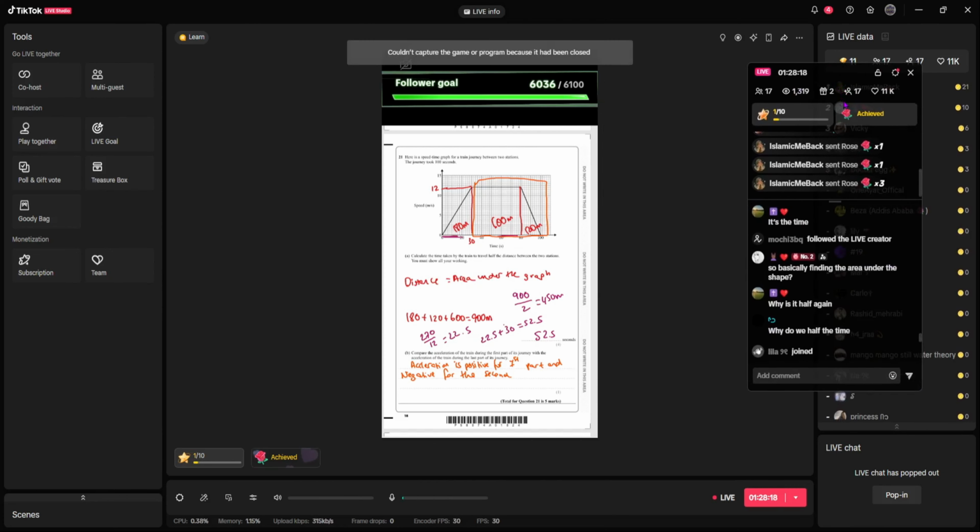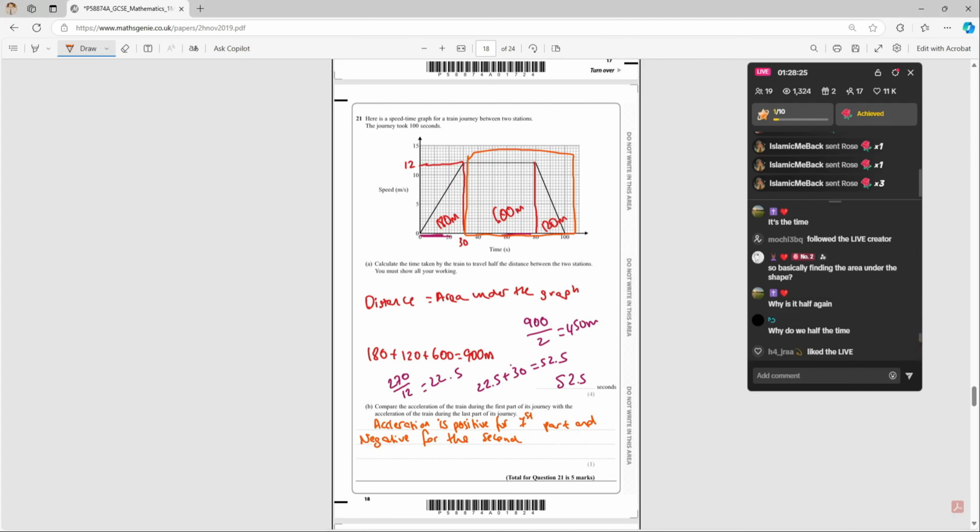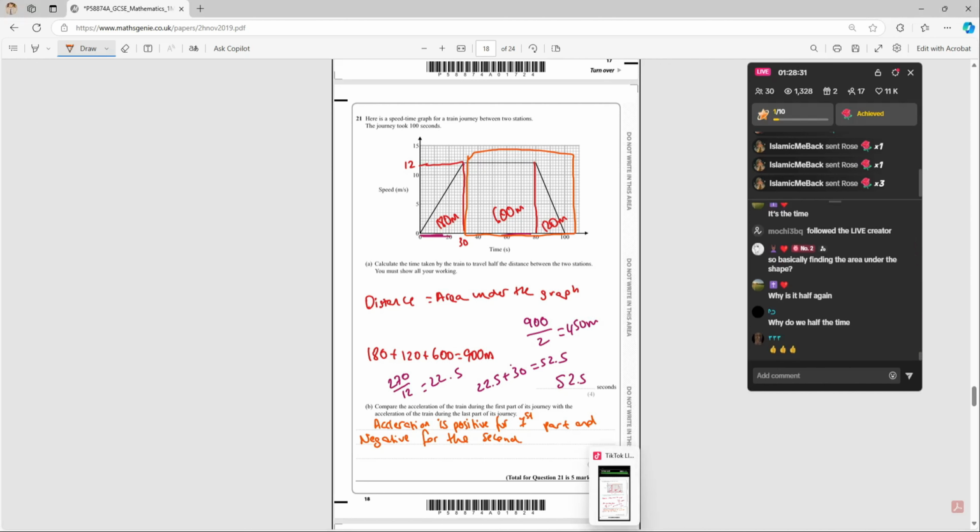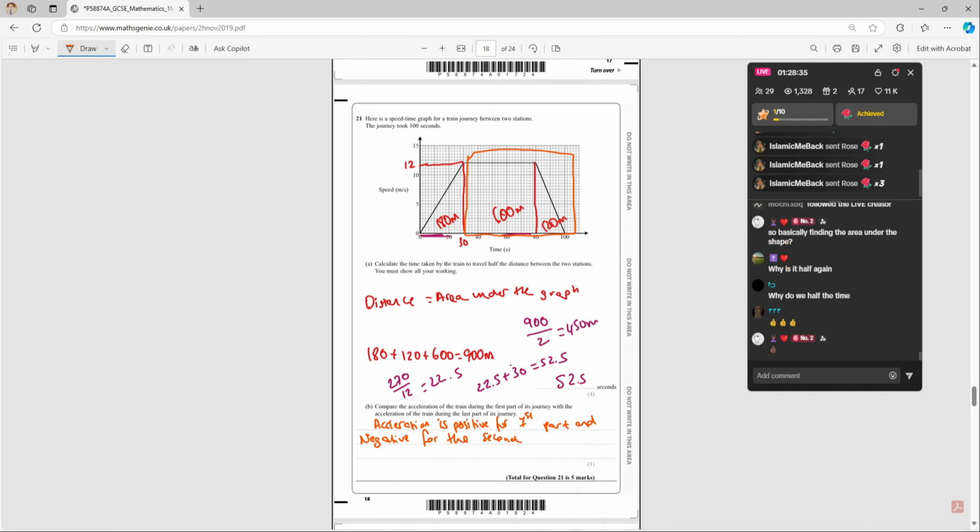So now moving on to our next question. Just give us a quick thumbs up if you're ready to move on to our next question. So you just have to work out the area under the graph to work out distance. I feel like this question is worded very, very weird. That's just to confuse the people that are doing the test.